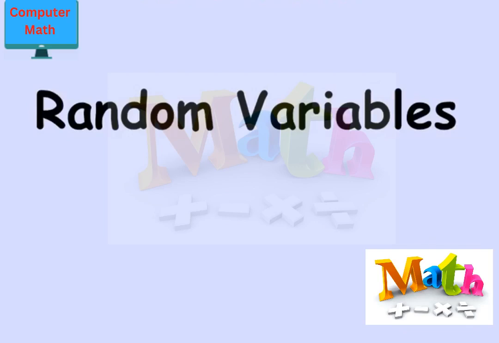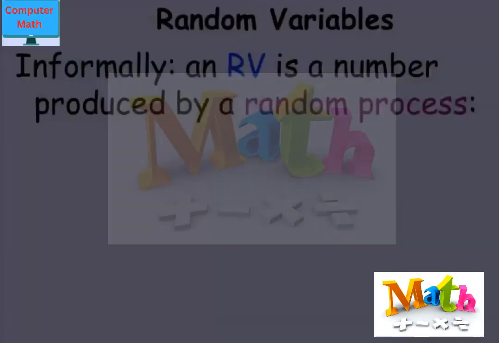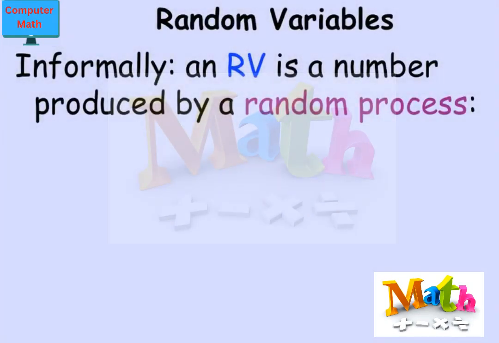We just saw some random variables come up in the bigger number game, and we're going to be talking now about random variables, just formally what they are and their definition of independence for random variables. But let's begin by looking at the informal idea. Again, a random variable is a number that's produced by a random process.